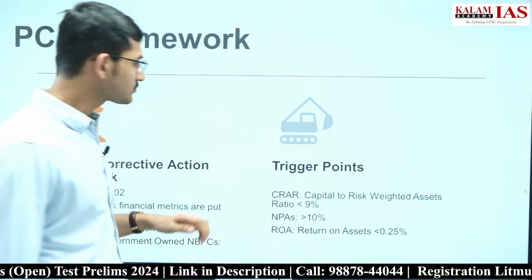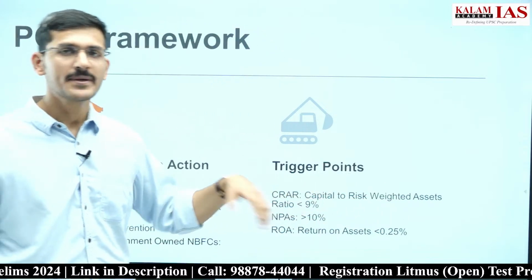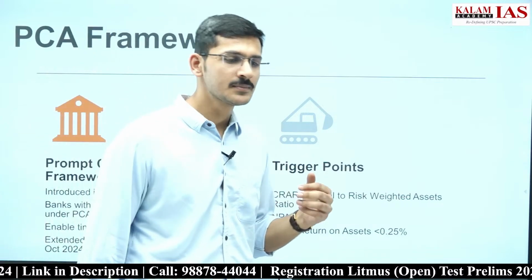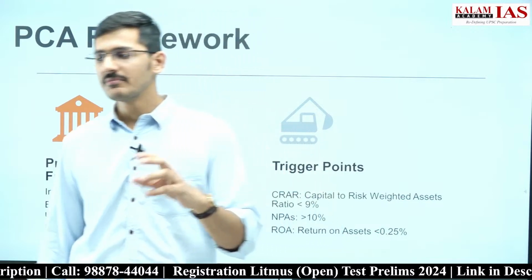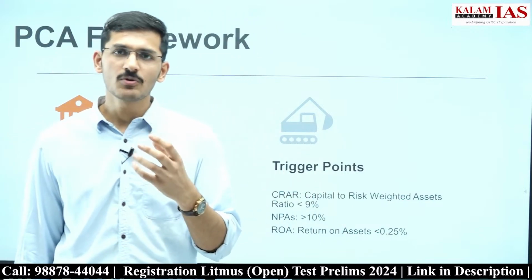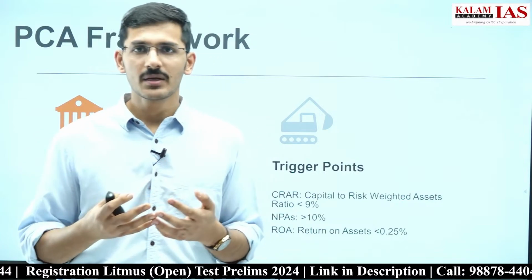So, first is the capital to risk weighted assets ratio. The capital to risk weighted assets ratio is basically capital upon risk weighted assets. Every bank has to have a certain amount of capital. For example, if I have 10 rupees and I start lending money to people.